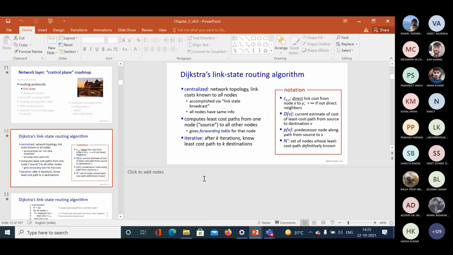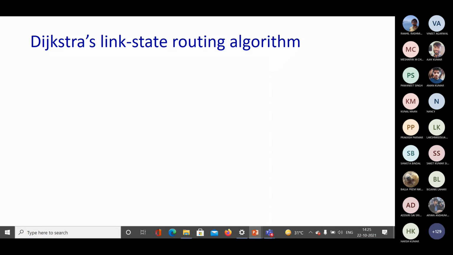I have changed the presentation. I think you can see Dijkstra's algorithm now. If not, let me know. Today we are going to start with the control plane. We have already studied the data plane for this course. Now we are going to study the control plane. We had already started with the routing algorithms and studied link state algorithms, and this is what we are going to start with first.